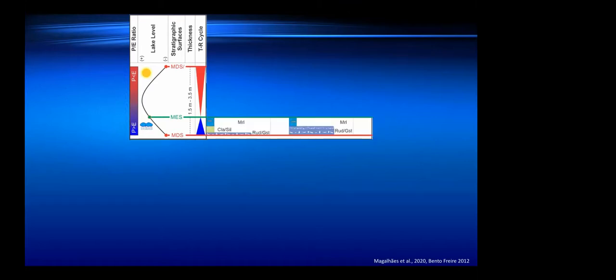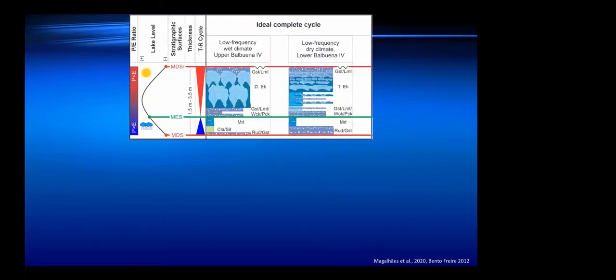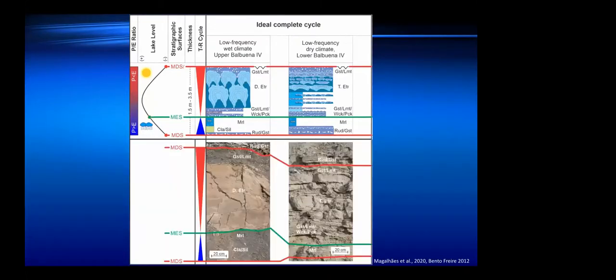The period of lake expansion, in blue, is equivalent to transgression, which is characterized by the deposition of fine-grained sediments in green and marl in blue. The TST finished at the MFS, a surface that is equivalent to the maximum flooding surface, which is placed at the contact between the transgressive marl and the regressive carbonates. The photos below show the high frequency sequences as they appear in outcrops.